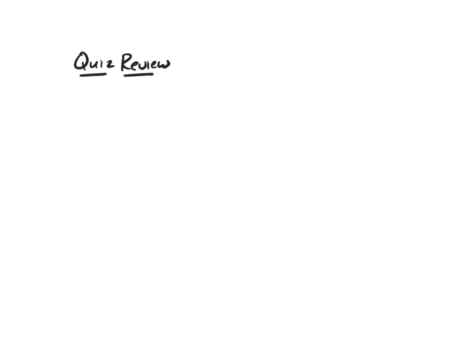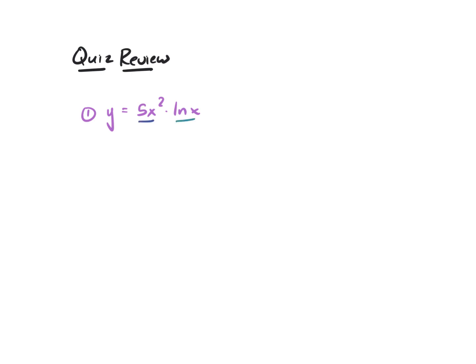All right, guys, so I'm going to work out the class quiz. The first one was y equals 5x squared times ln of x. This is a product rule, first term, second term. So we're going to do first times derivative of the second plus the second times derivative of the first. So we get y prime. You can cancel out an x, so we're going to get 5x, and then plus 10x ln of x.